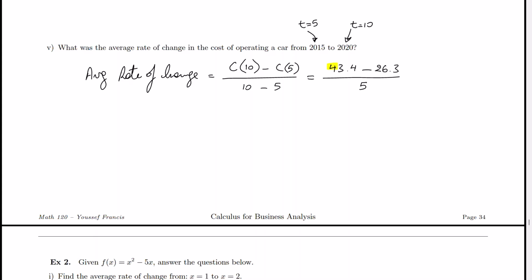Remember, this number is just the y-coordinate when I put 10 into my equation, and I didn't calculate it by hand. I just used the trace. The 26.3 is the y-coordinate that you get when you plug in 5 into the given equation, and again, I used the trace command to find it. And now I just need to evaluate this using my calculator. So let's go ahead and punch it in and see what kind of solution we're going to get.